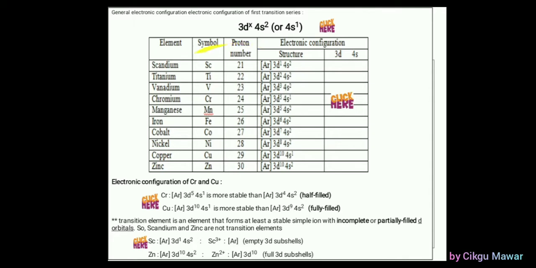Here is all the electronic configuration of the first transition elements, starting from scandium, titanium, vanadium, chromium, manganese, iron, cobalt, nickel, copper, and zinc. So here is the electronic configuration of all the elements. Now we take a look at how to write the orbital diagram of the transition element.